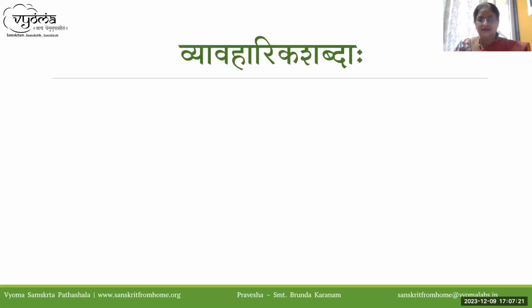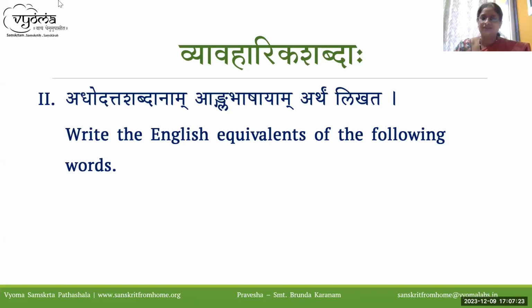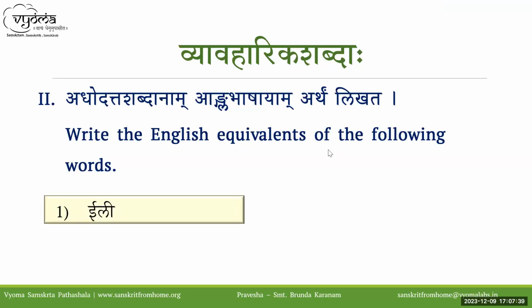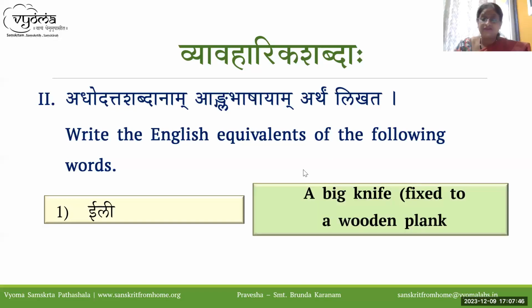Now we go to the other set of words where it's given in Samskrita Bhasha and you need to write the English word for it. Adhodatta Shabdanam Angla Bhashayam Artham Likhata. Write the English equivalents of the following words. Would you like to attempt these also? Sure. Eli is a big knife. There's a wooden plank and a curved blade, and they sit down and chop. That's called Eli.